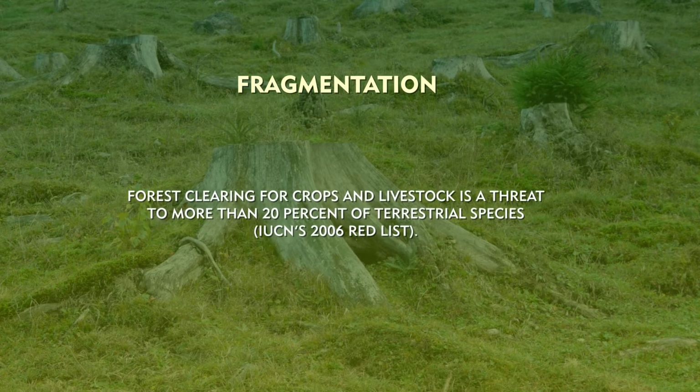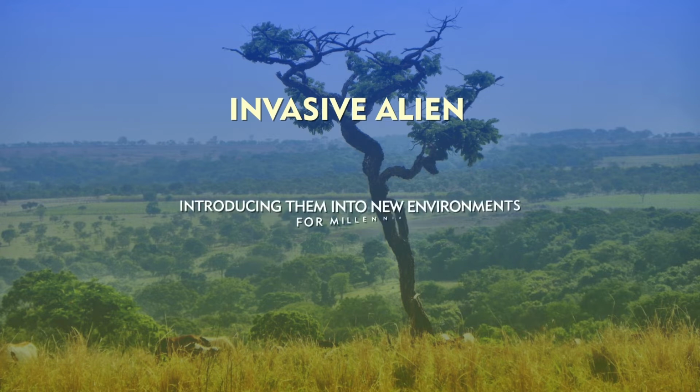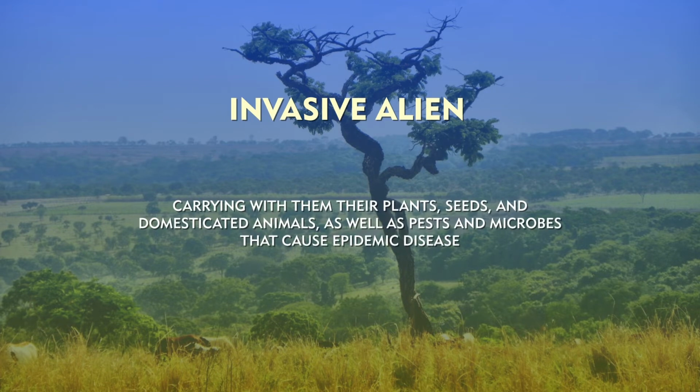For example, in the IUCN Red List of 2006, you will find that forest clearing for crops and livestock is a threat to more than 20% of terrestrial species. It was reported in that report. We humans have been moving species around the world, taking a species from one place to another and introducing them into new environments for millennia, carrying with them their plants, seeds and domesticated animals, as well as pests and microbes that cause epidemic disease.